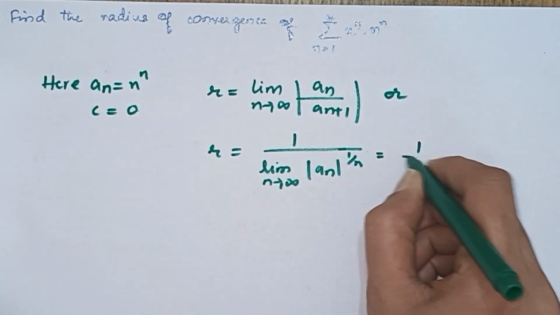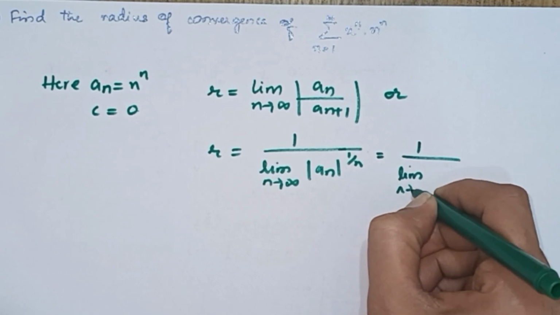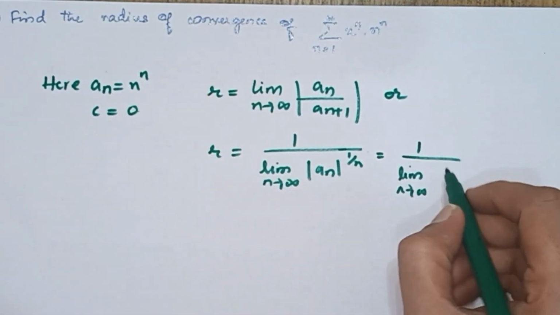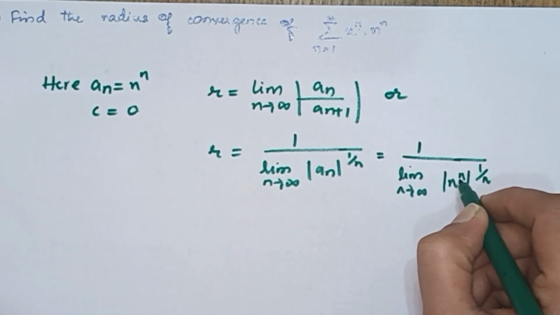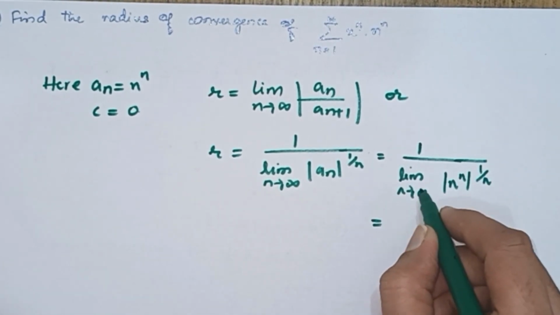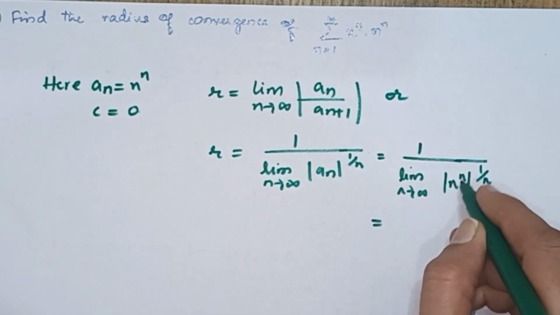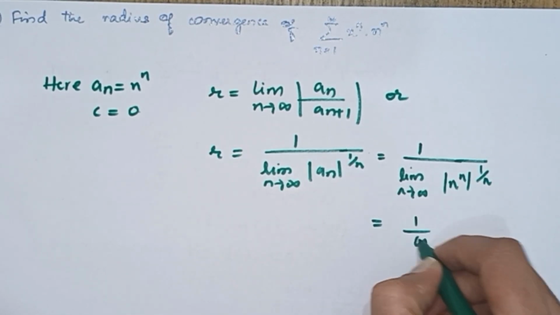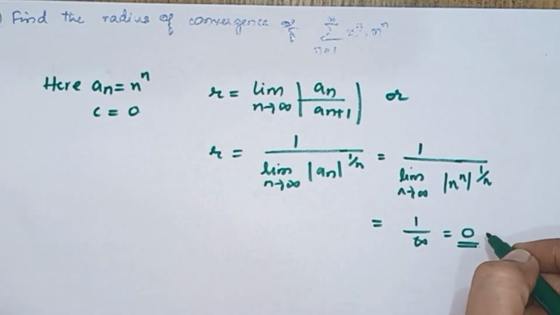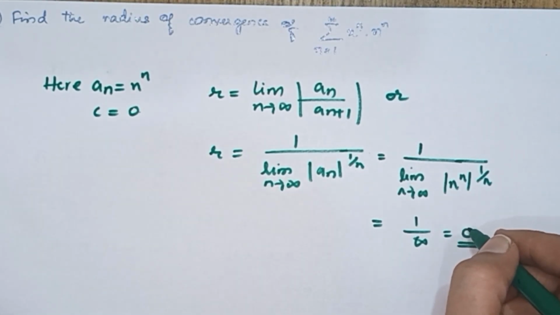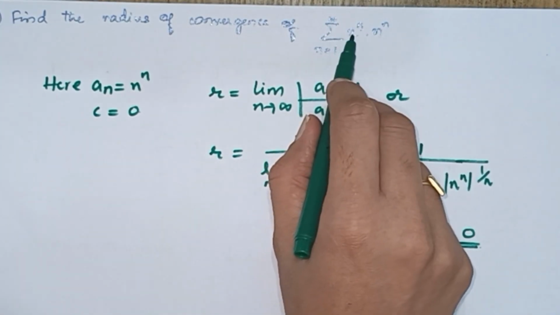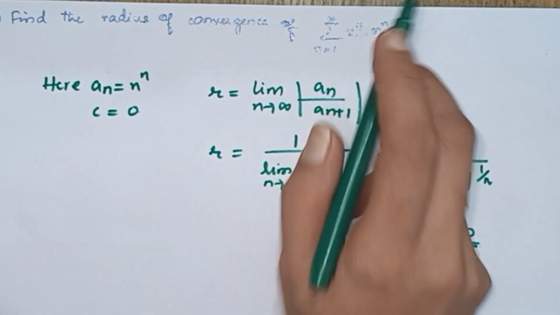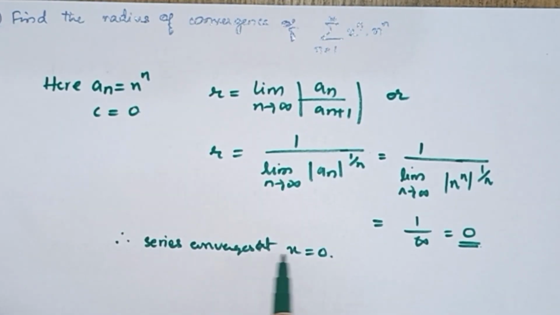So this is equal to 1 by limit n tends to infinity, where a_n is n to the power n, modulus of n to the power n, to the power 1 by n. So this power cancels. So we will get 1 by limit n tends to infinity of n, so it is 1 by infinity, which is equal to 0. Therefore, the radius of convergence is equal to 0. Hence it converges only at the center, and the center of the series is c equal to 0. Therefore the series converges at x equal to 0 only, at the center.